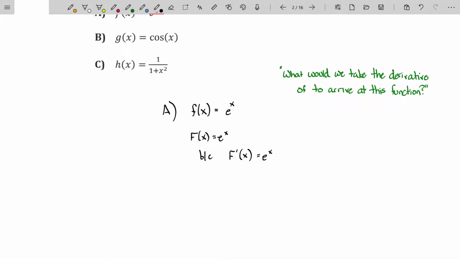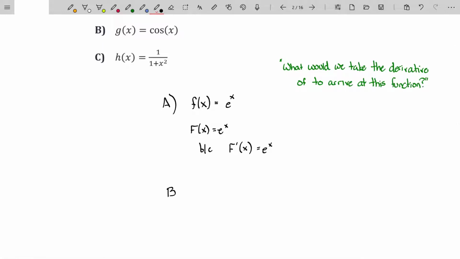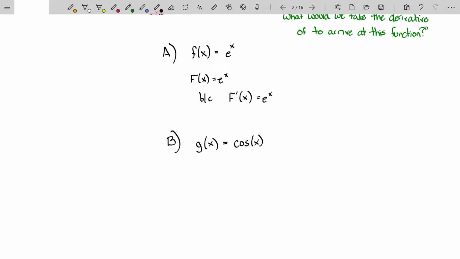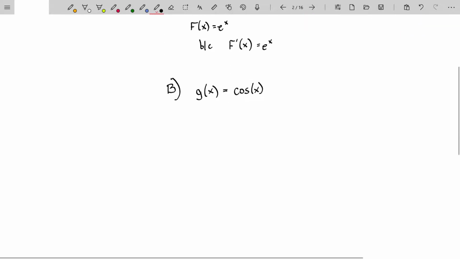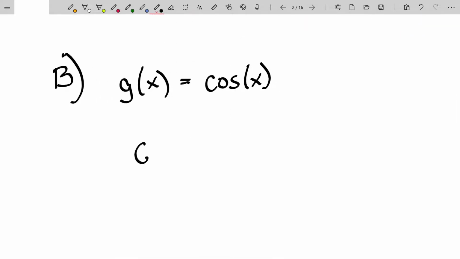Well, what about cosine of x? So part B. And notice I renamed the function there. It's little g of x is equal to the cosine of x. So I'll call its antiderivative capital G of x. So let me zoom in and just do that. Capital G of x is its antiderivative.